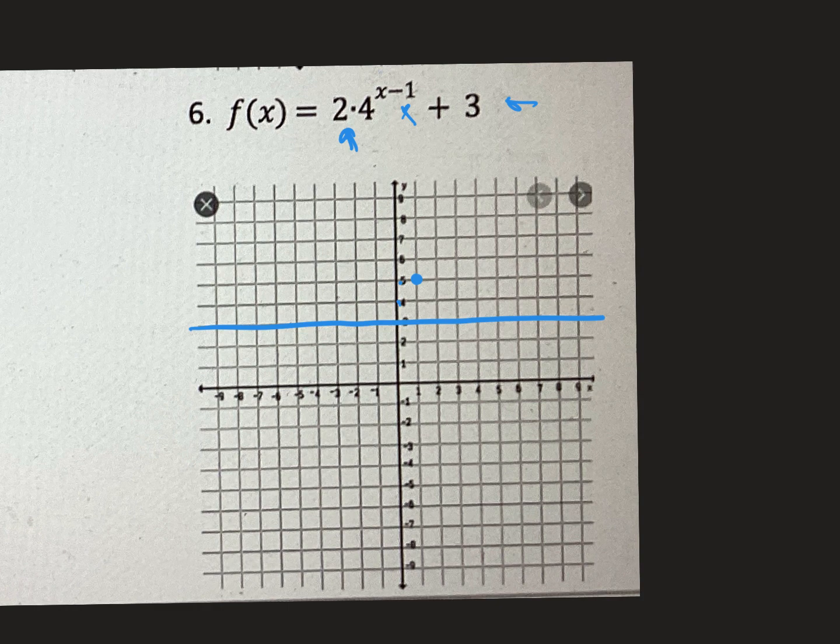Now I'm going to plug in 1 to the right. I'm going to go 1 to the right, which puts me at 2. So I'm going to plug in 2 right there. If I plug in 2, the exponent becomes 1. So it's 2 times 4 plus 3. 2 times 4 is 8. 8 plus 3 is 11. So if I go to 2, 11's way up there somewhere. Going to connect those, exponential growth. Got it.